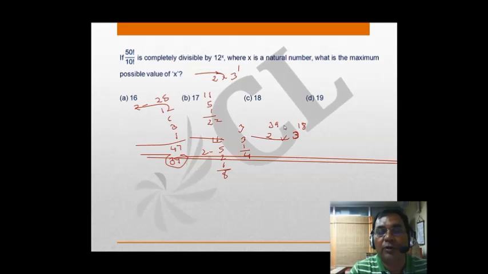Now you can see, because 12 was 2 square into 3 to the power 1, so obviously 3 to the power 18, this will only account for 36 powers of 2. Still I'll have more power. So therefore the answer is 18. But I'm explaining to you, so I may be taking a little more time.